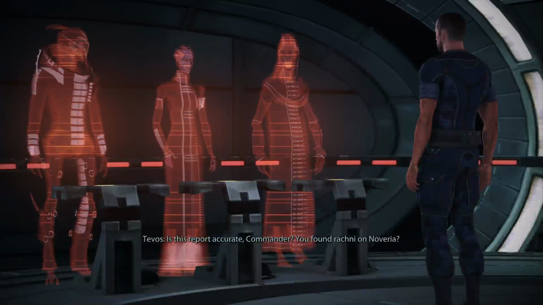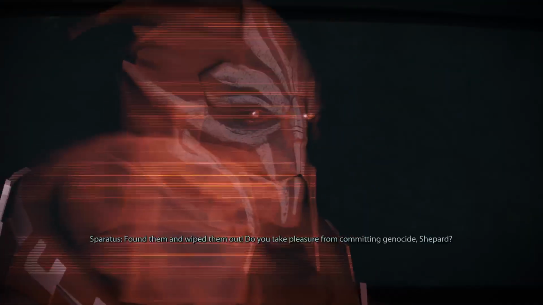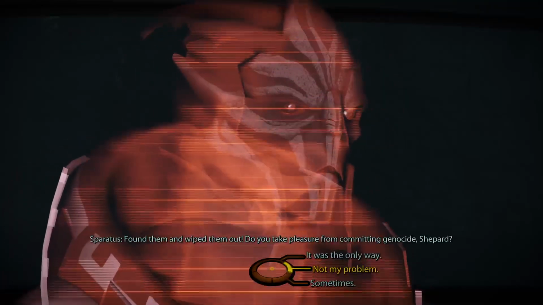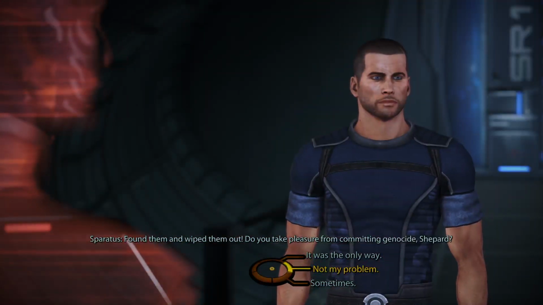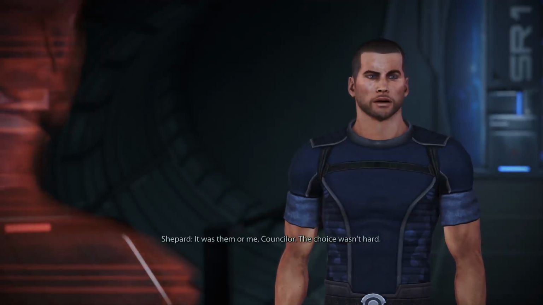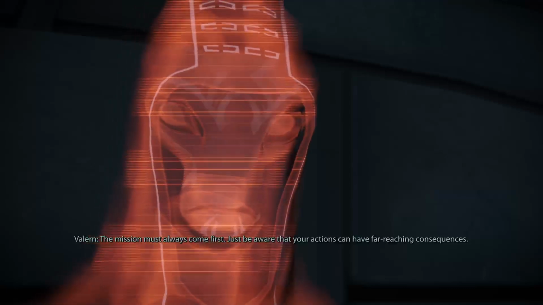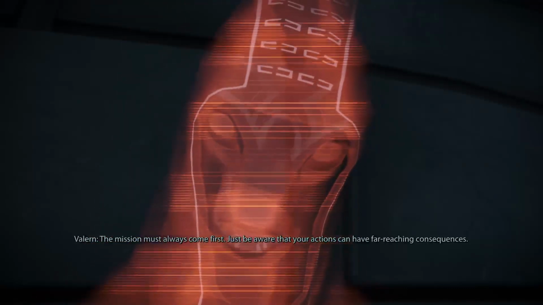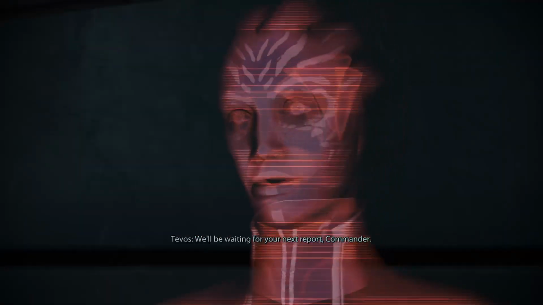Is this report accurate, Commander? You found Rachni on Novaria? Found them and wiped them out. Do you take pleasure from committing genocide, Shepard? It was them or me, Counselor. The choice wasn't hard. The mission must always come first. Just be aware that your actions can have far-reaching consequences. We'll be waiting for your next report, Commander.